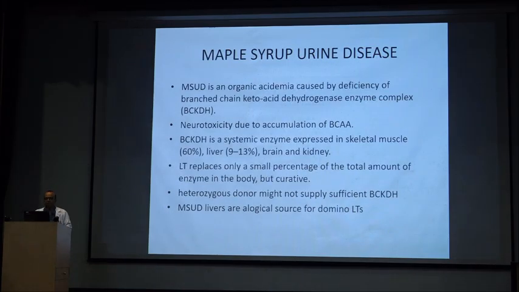Then again comes maple syrup urine disease. It is an organic acidemia caused by deficiency of the branched-chain keto acid dehydrogenase enzyme complex, with neurotoxicity due to accumulation of branched-chain amino acids.